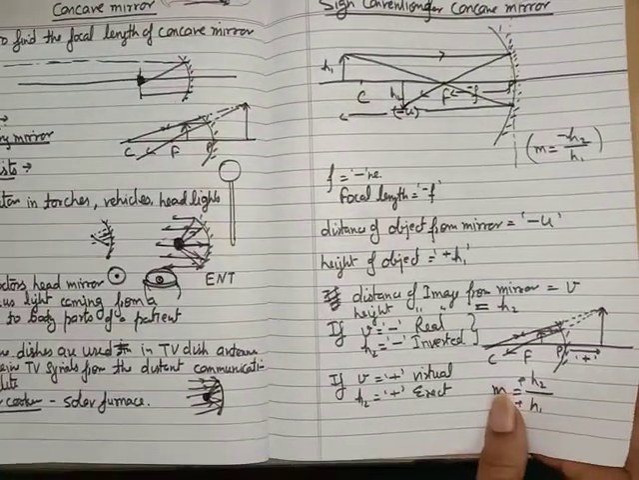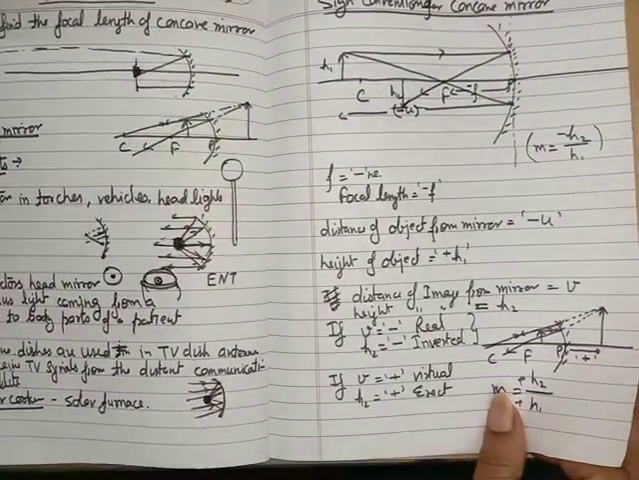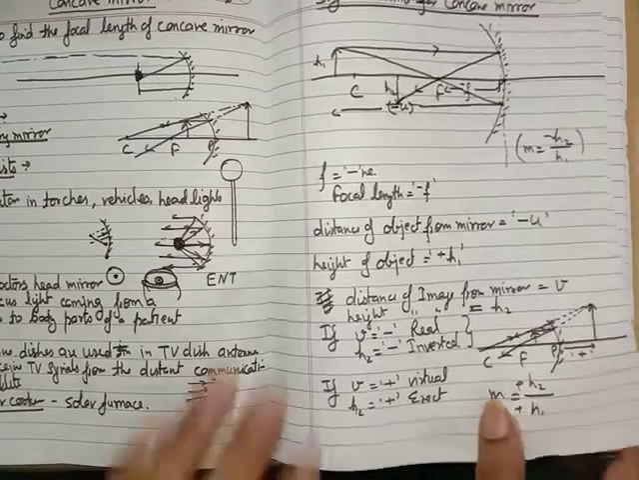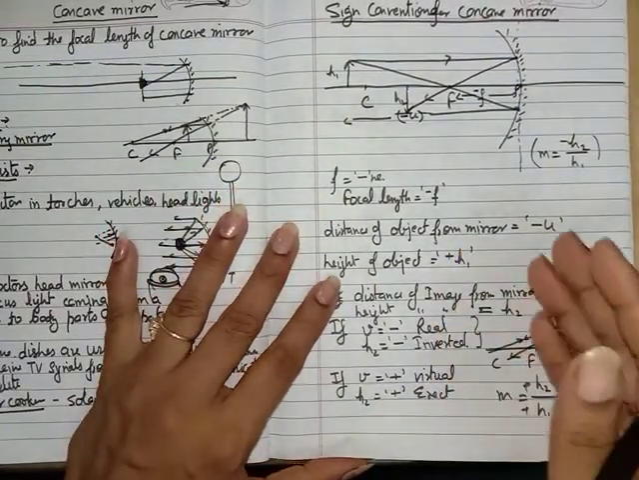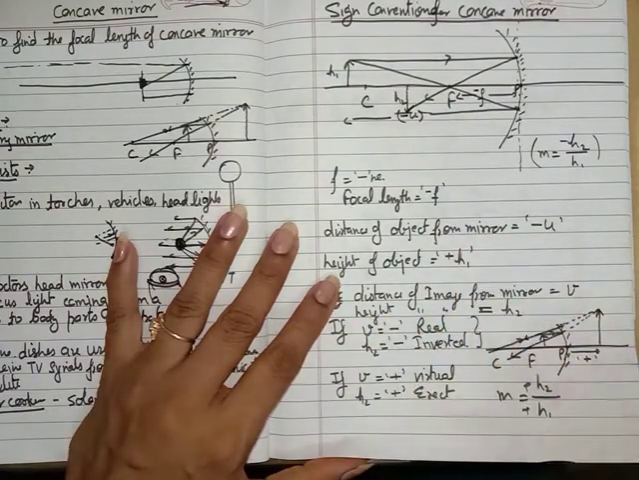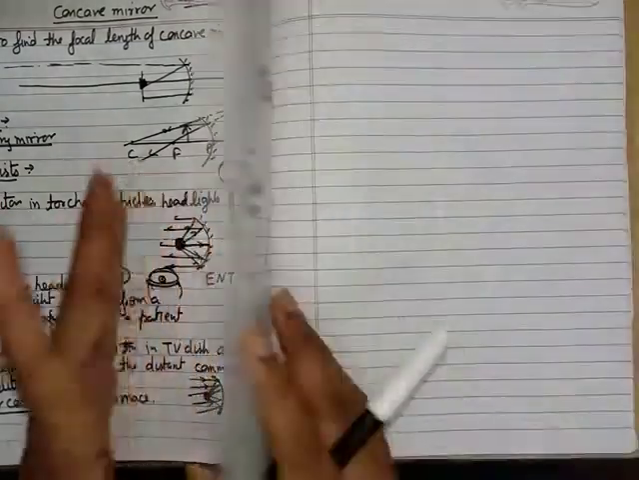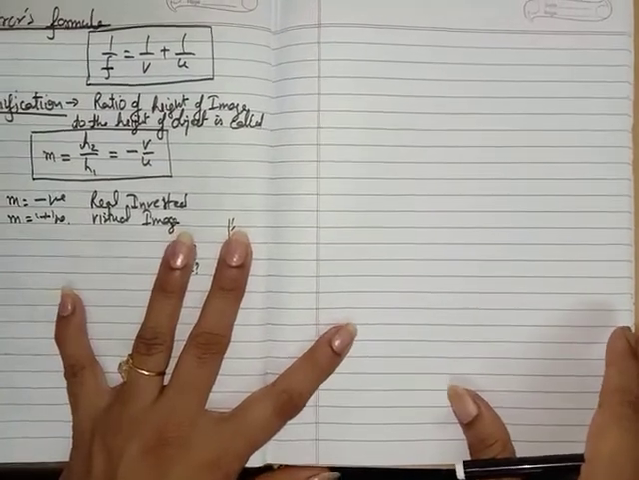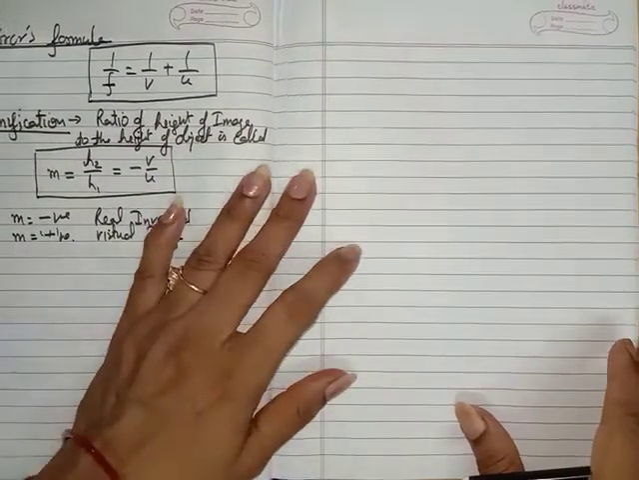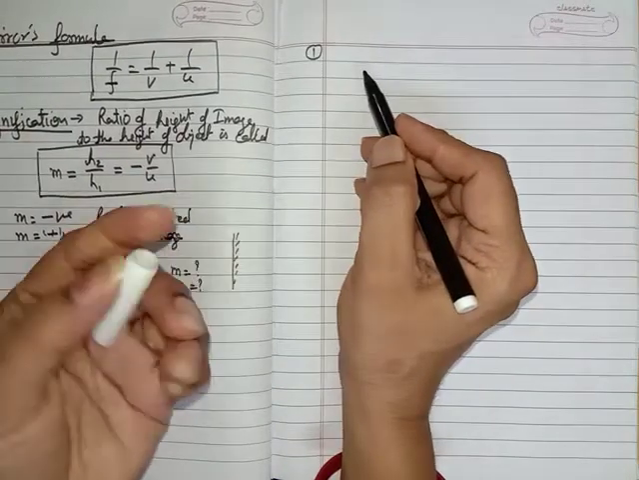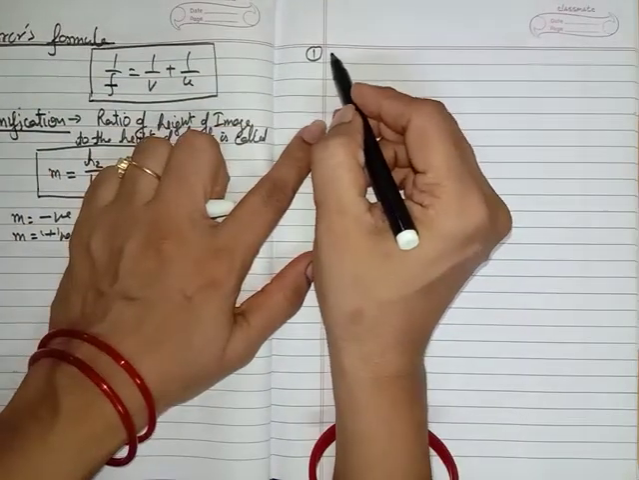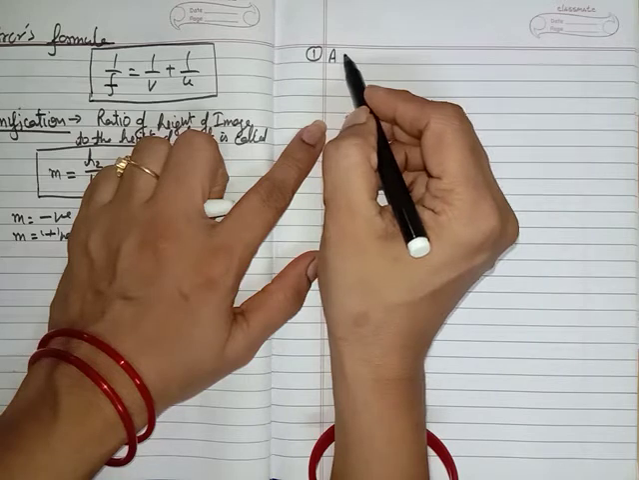We have already studied the sign convention, the sign which we use with the concave mirror, what sign we should use with u, with v, or with f or h, and all these symbols. So now I am going to explain one numerical based on the concave mirror. The numerical is this. You can write the numerical with me and I will explain.